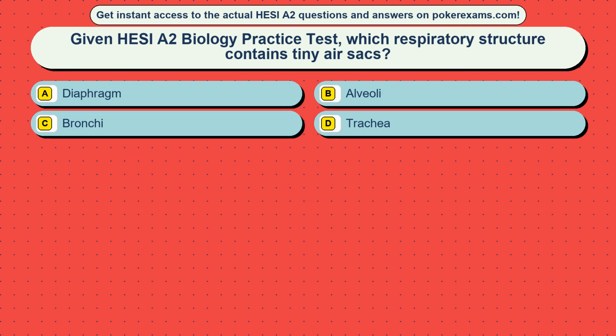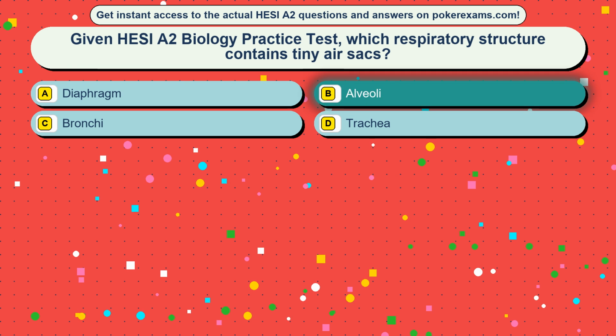Question 28. HESI A2 Biology Practice Test, which respiratory structure contains tiny sacs? Option A, diaphragm. Option B, alveoli. Option C, bronchi. Option D, trachea. The correct answer is option B, alveoli.